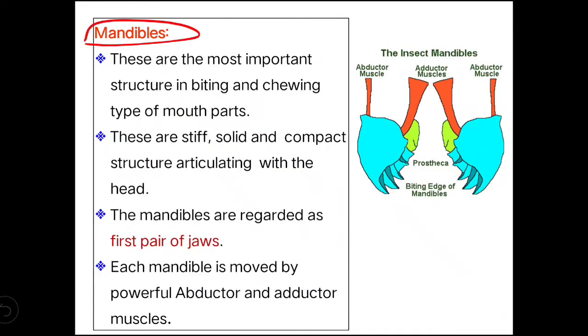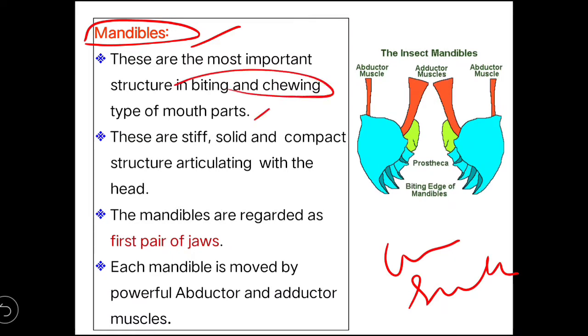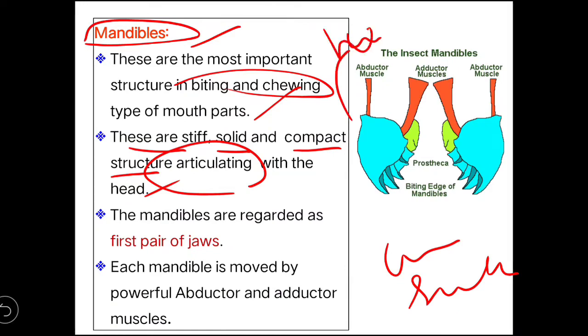So now we'll discuss the mandible. Mandibles are the most important structure in biting and chewing type of mouth parts. There are many insects having chewing type of mouth parts or sucking type of mouth parts. The mandible is the most important structure in the case of biting and chewing type of mouth parts. These mandibles are very stiff, solid and compact structures, and are articulated with the head. Articulated means the movement is joined with the structure of the head. Next, the mandibles are regarded as the first pair of jaws and the maxillae are regarded as the second pair of jaws.